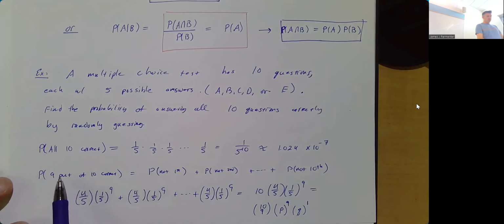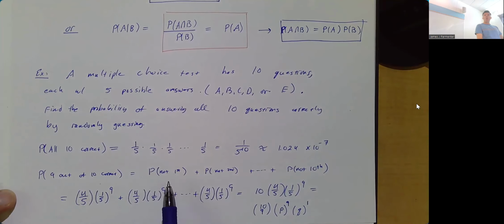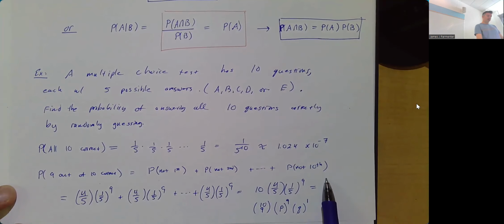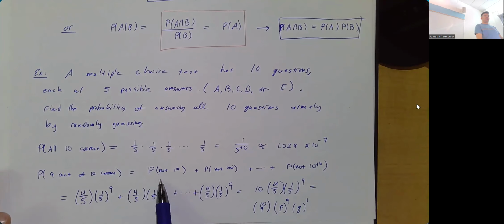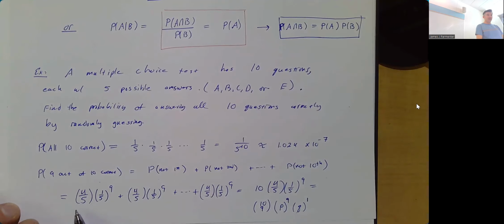When I said I want the probability of 9 out of 10 correct, I want the probability that the first one was not correct, or the probability that the second one was not correct, or the probability that the third one was not correct, or all the way here. And then when I was calculating the probability of the first one being incorrect and the other 9 being correct, there's an and. So the probability of the first one being incorrect is 4/5 times the probability of the other 9 being correct, 1/5 to the 9th.